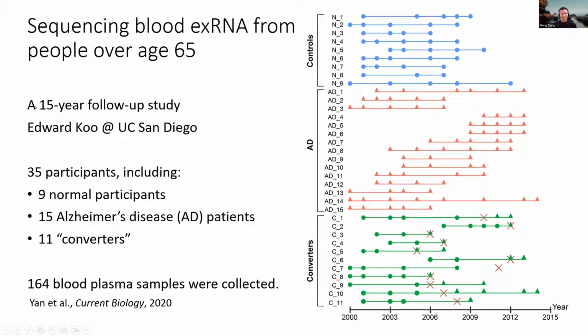So this was a 15-year follow-up study of people who were recruited from year 2000 to year 2015. The people were recruited to the study when they were of age 65 or older. And when they were recruited, they were clinically diagnosed. If they didn't have any Alzheimer's symptoms, they are classified as controls. And if they were already diagnosed when they entered the study, they are classified as AD.